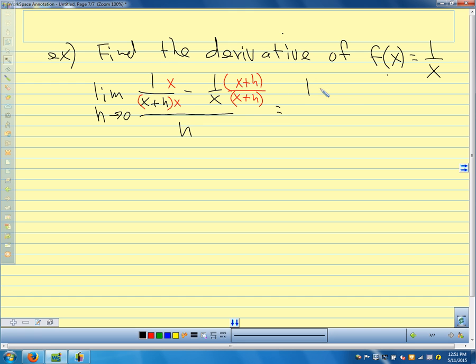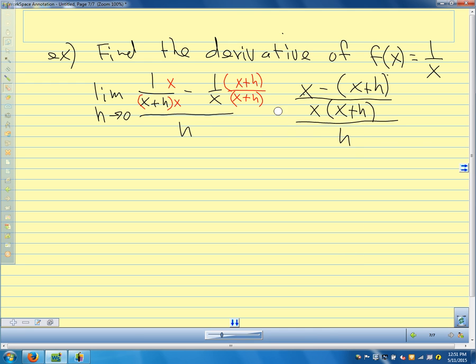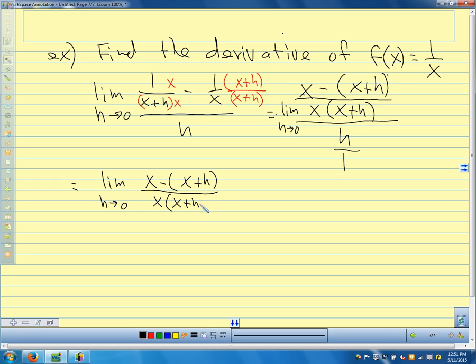So then in the numerator, I have x minus x plus h over my common denominator, x times x plus h, over h. I forgot to write my limit here. Limit as h approaches 0. I can think of this as dividing by h over 1. So when I divide by a fraction, I multiply by the reciprocal. So this is the limit as h approaches 0 of x minus x plus h over x times x plus h times 1 over h, multiplied by the reciprocal.